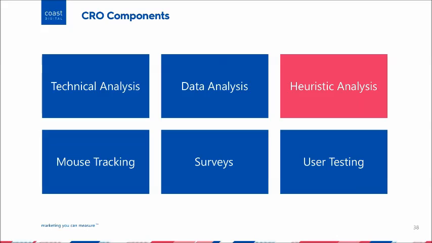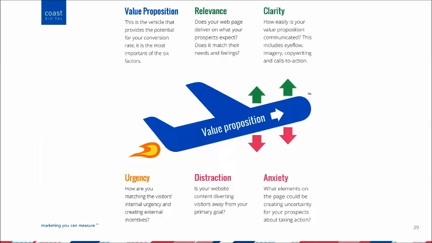There are many models that you can use to do a heuristic analysis. One of the more popular ones out there is the LIFT model. In essence, the LIFT model is where we look at 6 key elements: how relevant the page is, how clear it is, and distractions and anxiety. Let's go into this in a few more details.